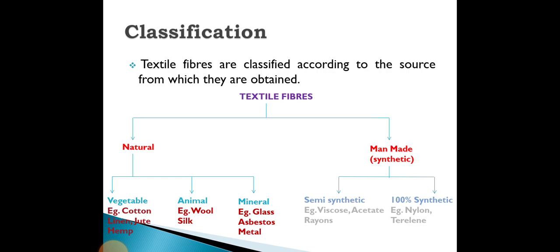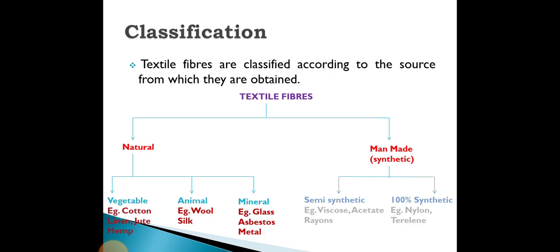The first one is vegetable fibers, for example, cotton, linen, jute, gum. The second one is animal fibers, for example, wool and silk. The third one is mineral fibers, for example, glass, asbestos, and metal. Man-made fibers or synthetic fibers can be divided into two types. One is semi-synthetic, the second one is 100% synthetic.